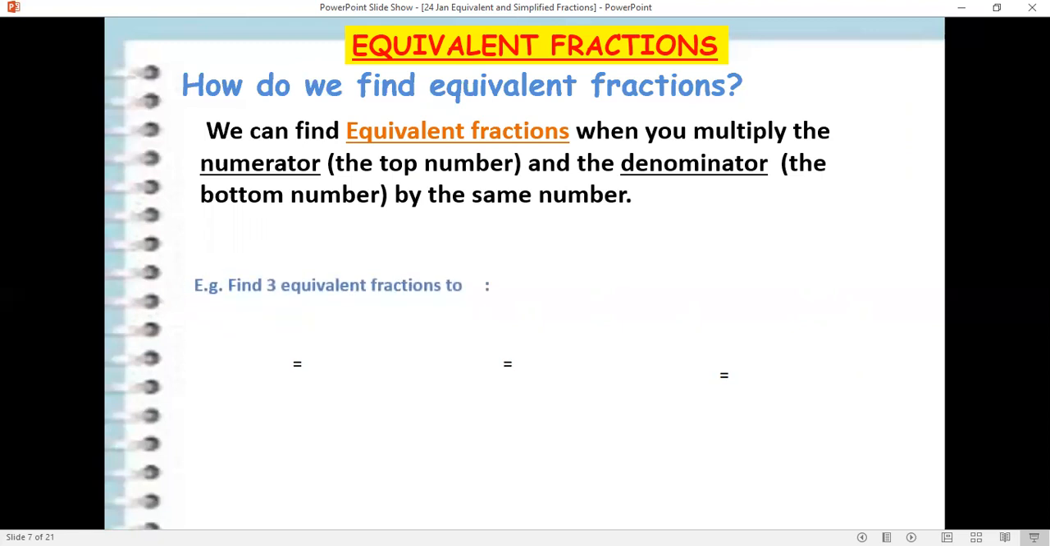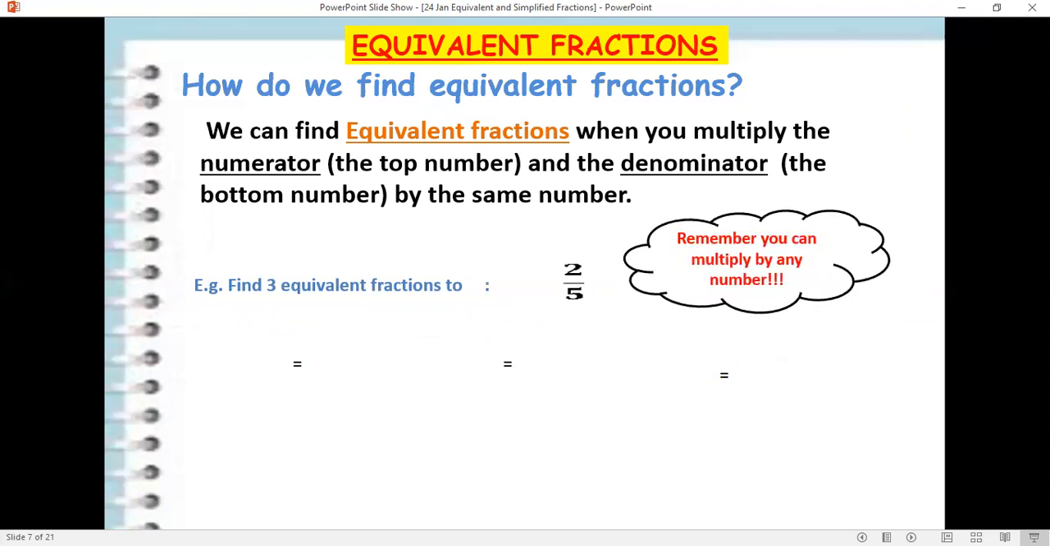So, for example, let's find 3 equivalent fractions of 2/5. We can find many equivalent fractions to 2/5. We can multiply with different numbers. Remember, you can multiply by any number. How did I arrive at 4/10? I will multiply this one by 2, and the same thing in the denominator, 2. So 2 times 2 is 4. 5 times 2 is 10. All right. Now, next one.